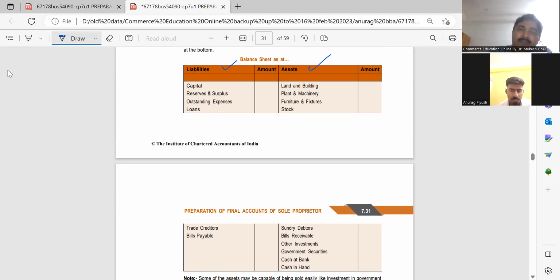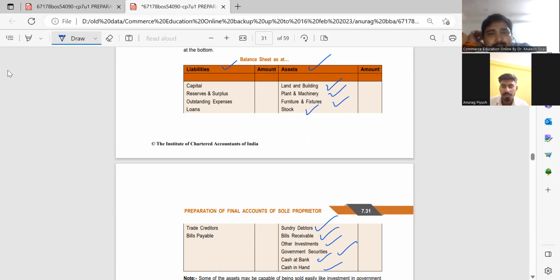So in assets, we can show land and building, plant and machinery, fixture, furniture, stock, debtors, bills receivable, other investment, government security, cash at bank, cash in hand. There may be other assets also, vehicle, gold, silver, but in this format, we took only basic assets.